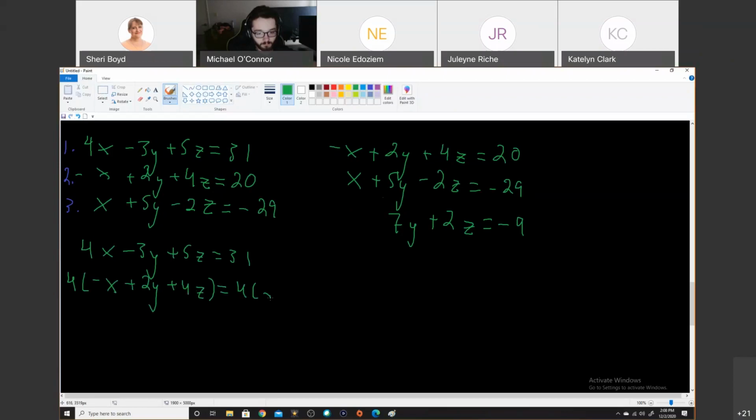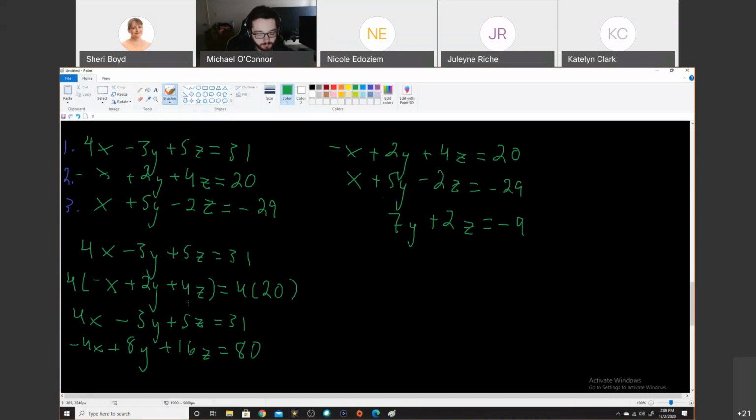And then again, I'm just keeping that first equation the same. And then I'm going to be distributing the 4 out. So that would be into the second equation. So that'd be negative 4x plus 8y plus 16z is equal to 80.